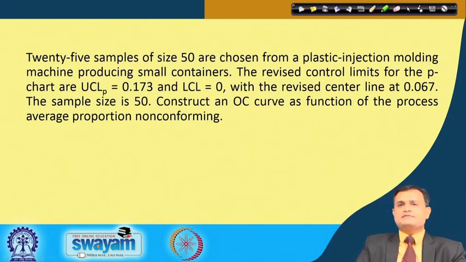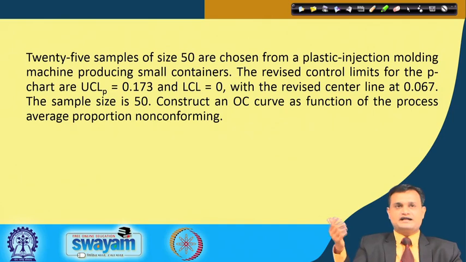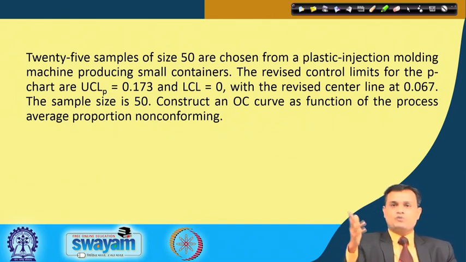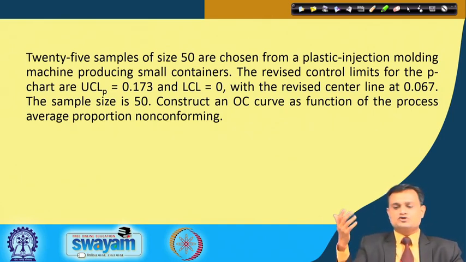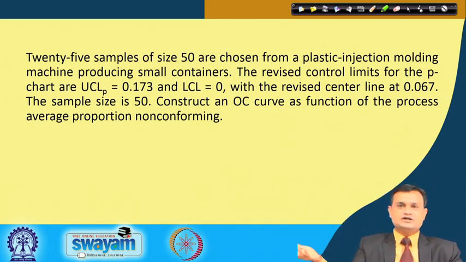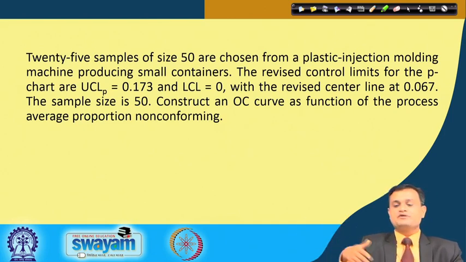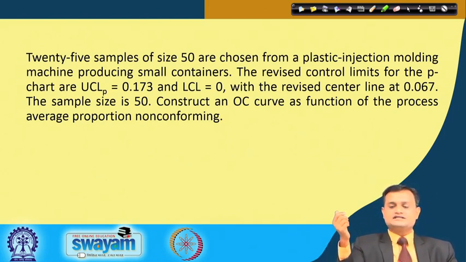Let us say I have an example like this: 25 samples of size 50. Each sample is of size 50 and they are selected from a plastic injection molding process, the same example we referred to last time, producing small containers, and the revised control limits for the P chart are now UCLP 0.173. Directly these limits are given. LCL is 0, it was negative if you recall, so I converted it into 0, with the revised center line at 0.067.